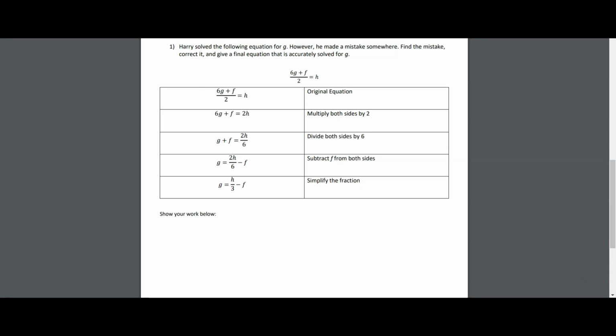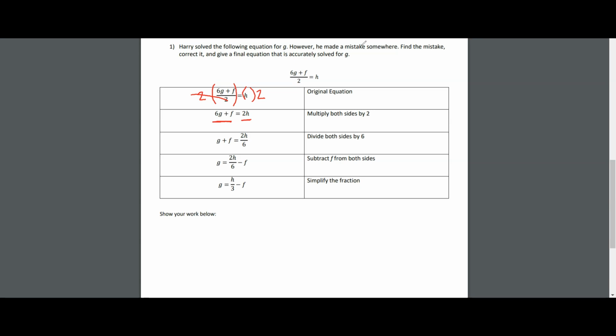Okay, so if we look through Harry's solution, the first thing he did was he wrote down the original equation. That seems okay. He copied it down correctly. The next thing he did was multiply both sides by 2. So he didn't write this out, right? But he probably put parentheses around both sides and multiplied by 2. These two simplified, so he was left with 6g plus f right here, which is good, and h times 2 is 2h. Okay, so that step is a-okay.